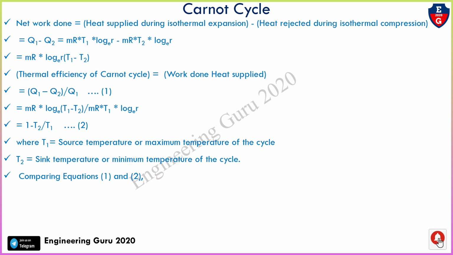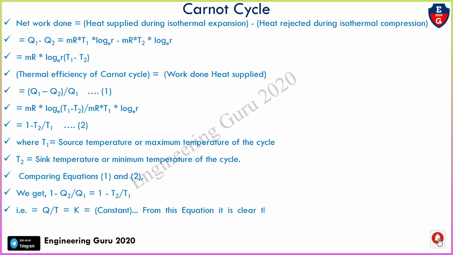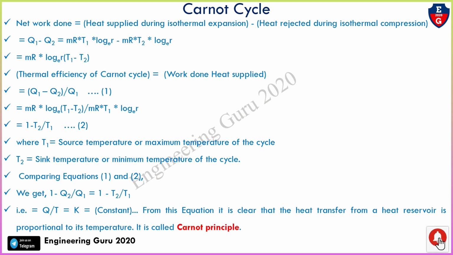Comparing equation number 1 and equation number 2, we can get 1 minus Q2 divided by Q1 equals 1 minus T2 divided by T1. So that is Q by T equals K, where K is a constant. From this equation, it is clear that the heat transfer from a heat reservoir is proportional to its temperature. It is called the Carnot principle. So from this equation we can see that Q by T equals constant, and it is called the Carnot principle.